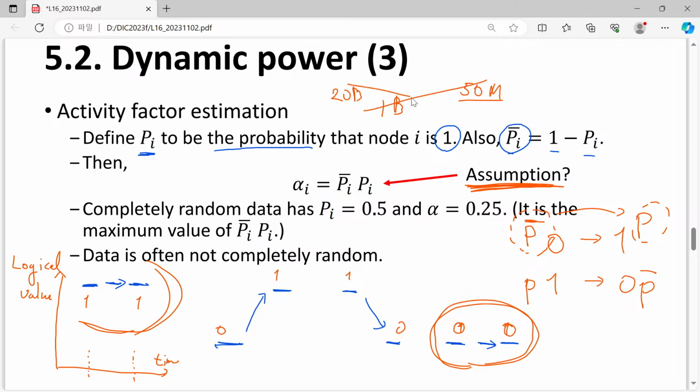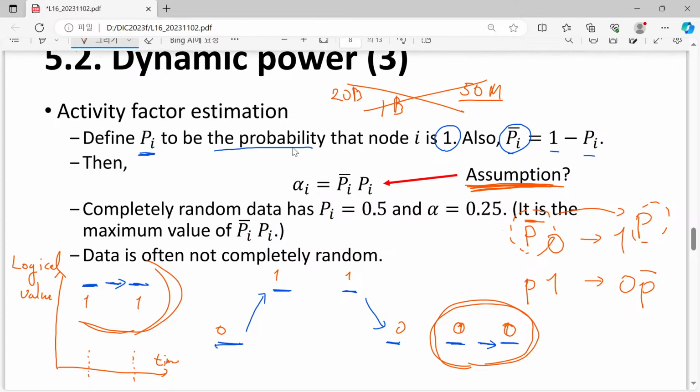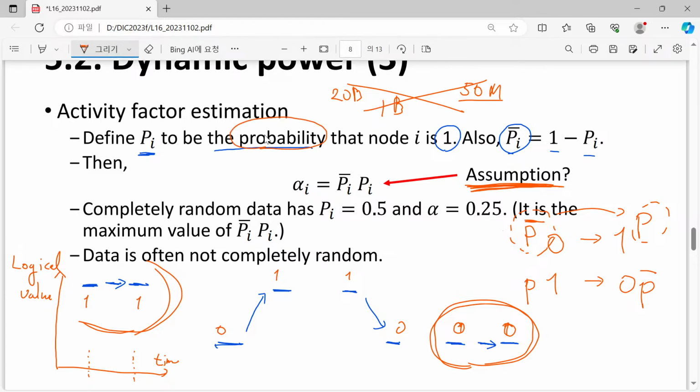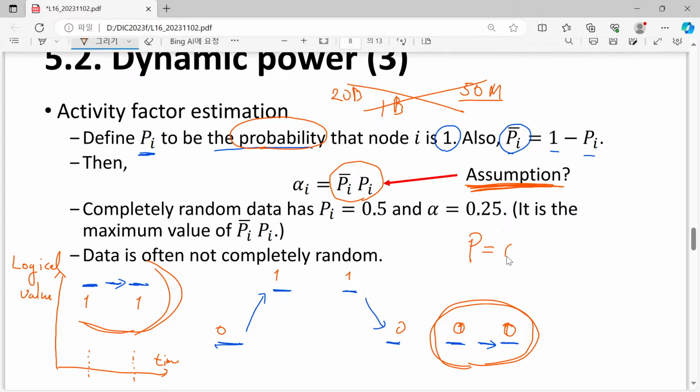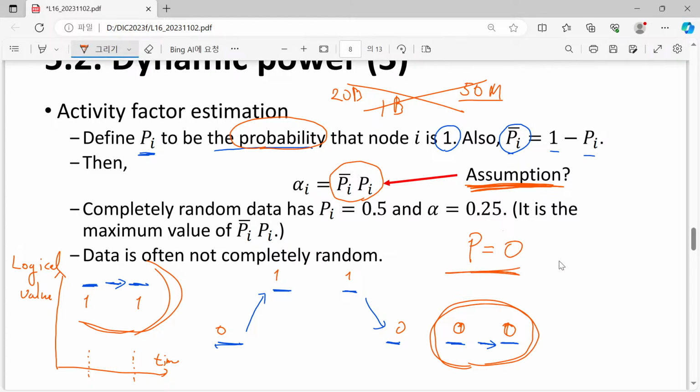Instead of that, just consider its average value. So that's the reason why we consider probability, and transition occurs from this quantity. Let's say the extreme case, probability p equal to 0. What is it? P equal to 0 means that every transistor inside our chip is just having the value of 0. So the logical value is always 0.